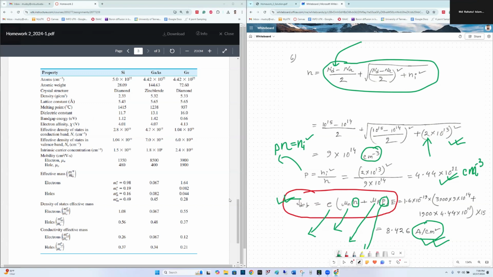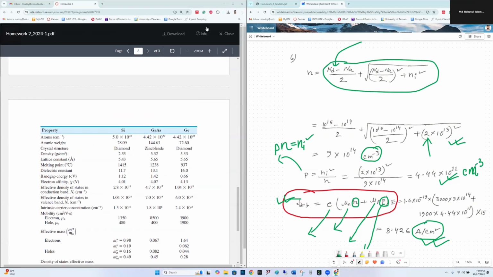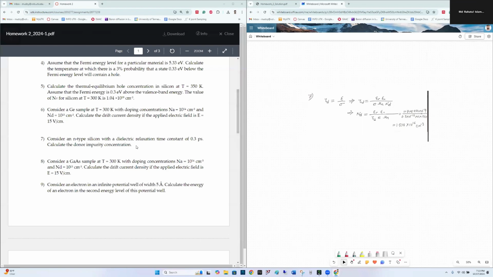Okay, so now let's move to problem number 7. It's pretty straightforward if you know the equation. Here the dielectric relaxation time constant, which we call tau d, is given, which is 0.3 picosecond. Calculate the donor impurity concentration. I mean, ND is required to calculate.